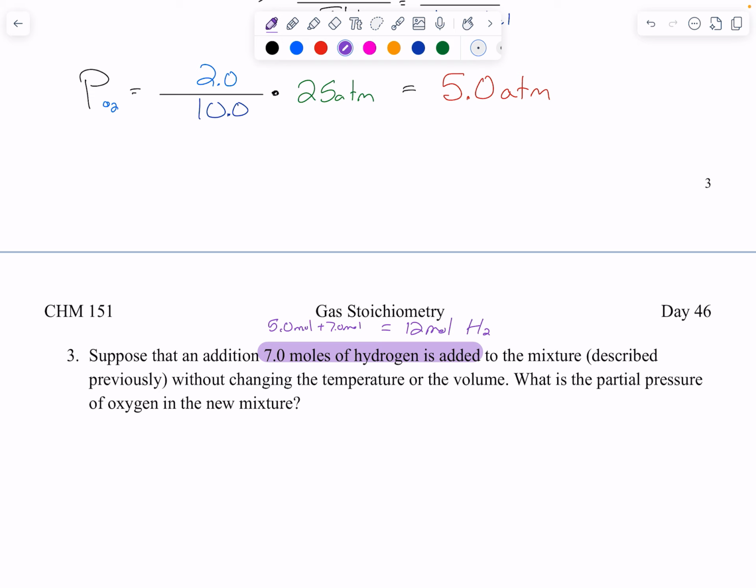So that means, without changing temperature or volume, they're fixed. What is the partial pressure of oxygen in the new mixture? All right. Wow. What do we do here?